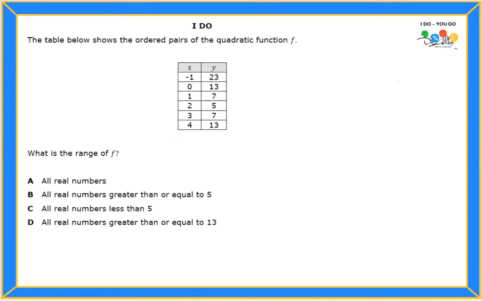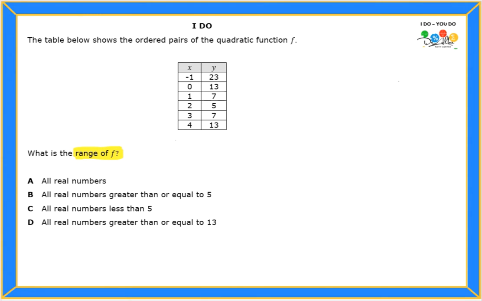And it says, the table below shows the ordered pairs of the quadratic function f. What is the range of f? So I'm looking for the range for my quadratic function, which is given to me on a table.